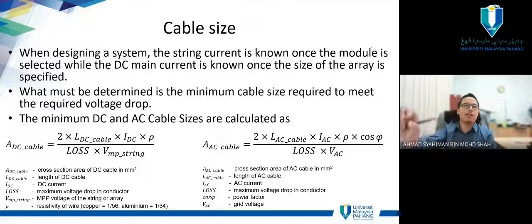Module select je, tahu dah berapa string current. But the array current ataupun the DC main current tu sebenarnya based on the size of the array. Okay? Size of the array tu berapa parallel dan sebagainya. What must be determined in the design is the minimum cable size required to meet the required voltage drop. So the minimum DC and AC cables are calculated as.